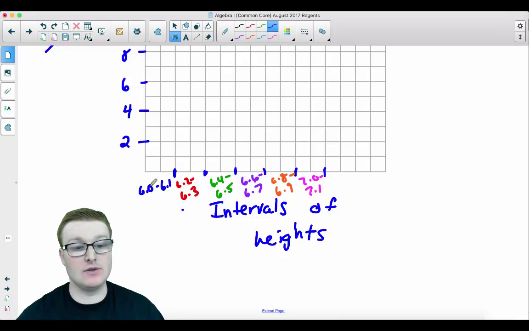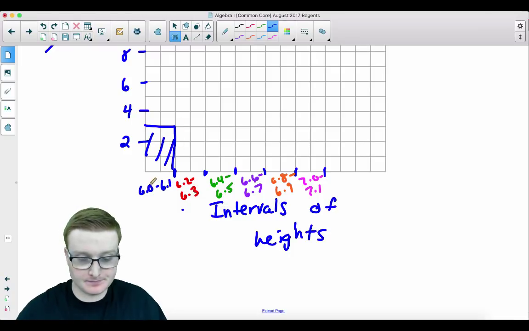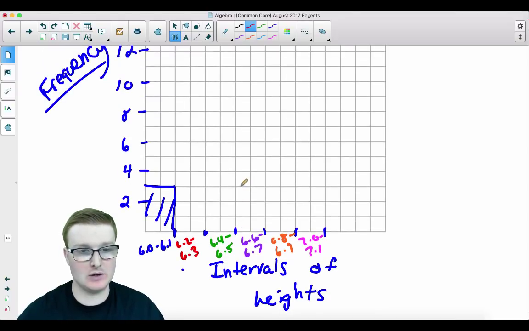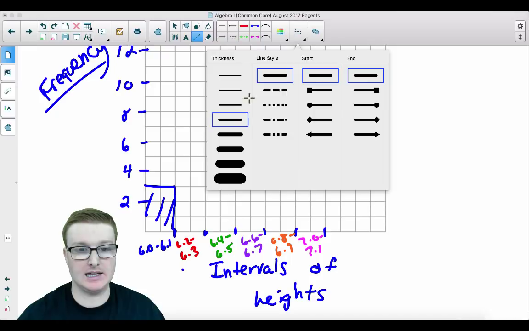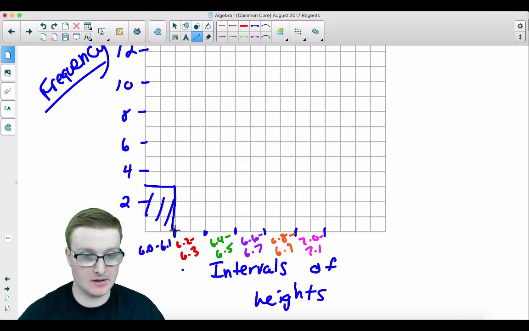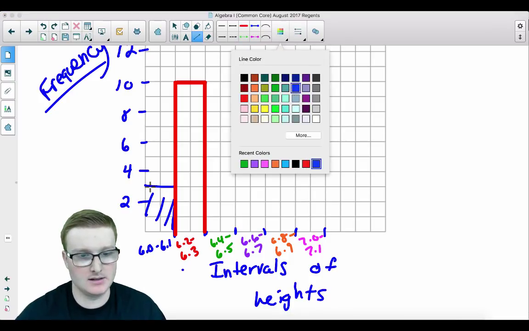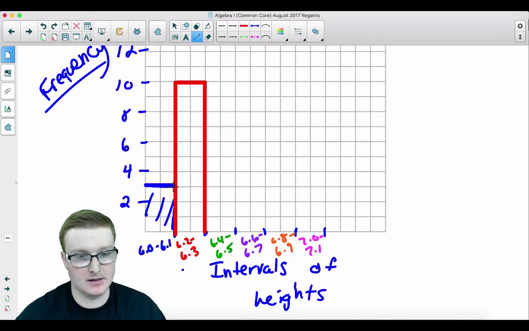So the blue interval has 3 frequencies. The 6.2 to 6.3 has a total of 10 frequencies. I should really make this a lot cleaner. Yeah, I'm going to use lines. Oh, this is so much better. Look at this. I would use a ruler for this just because it makes it more clean. Looks a lot better.